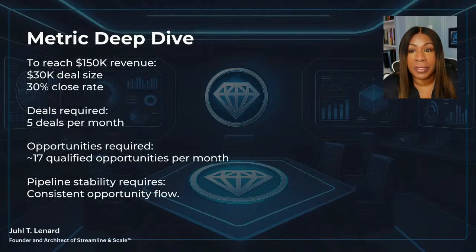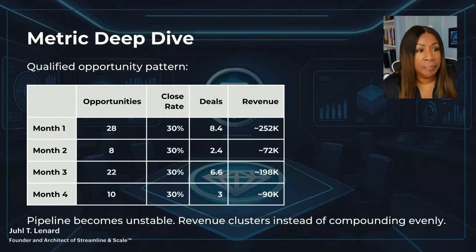So for this, let me just think for a minute. I want to make sure I'm going through this. So to reach 150,000 in revenue with a $30,000 deal size and a 30% close rate, the deals required is 5 deals per month with approximately 17 qualified opportunities per month. So pipeline stability requires consistent opportunity flow, right? Here is the pattern that we're looking at in the metrics.